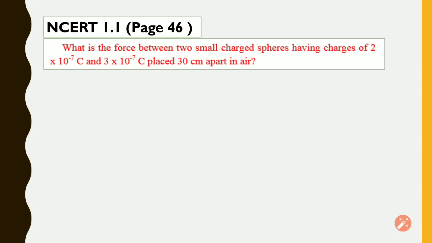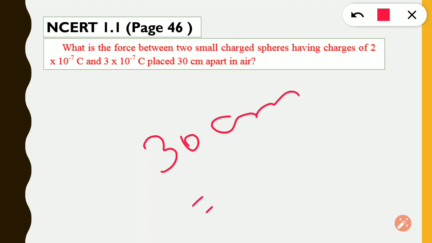Now check about the distance, whether it is mentioned in meter or not. If it is in meter, it's okay, simply put the value. If it is not in meter, suppose it is in centimeter. Right now in this problem also you can see that the distance is in centimeter. So what to do? First of all, you have to convert it into meter. One more point. If the distance is in centimeter, then what do we prefer to write?